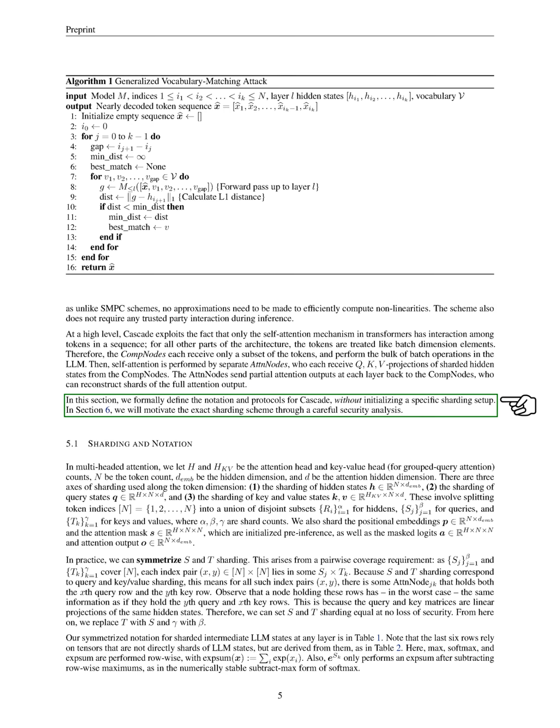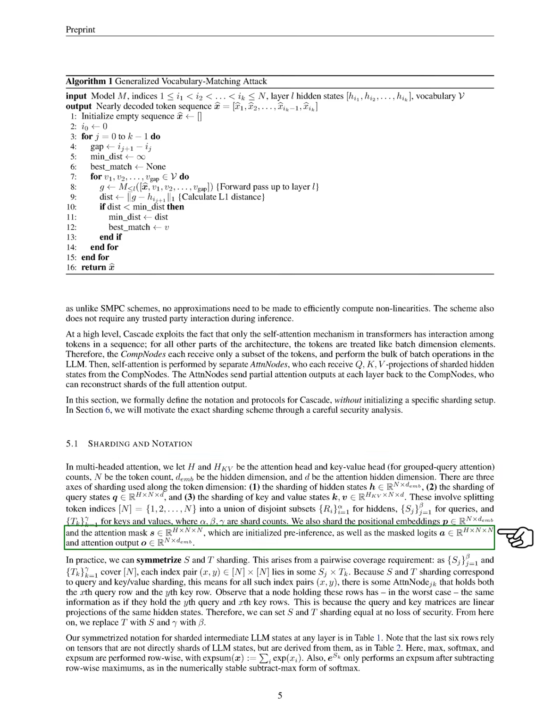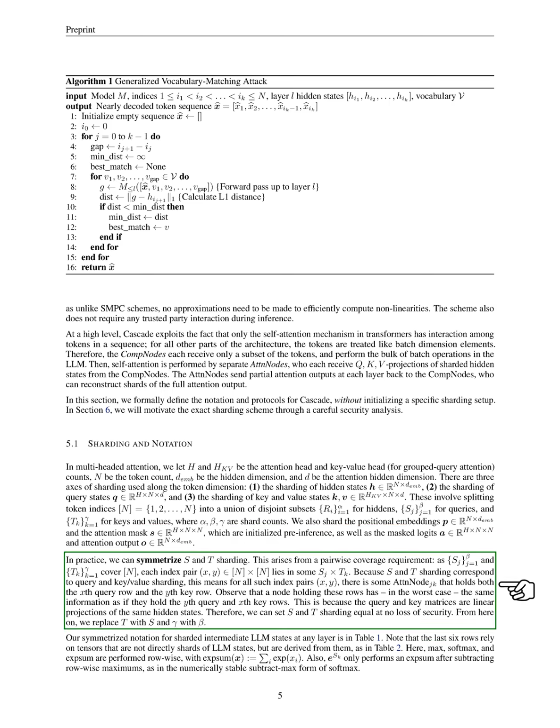We implement three types of sharding along the token dimension: hidden states, query states, and key value states. This involves dividing token indices into distinct subsets for each type of state. We also shard positional embeddings and the attention mask, which are set before inference, along with the masked logits and attention output. In practice, we can symmetrize the sharding of query and key value states.